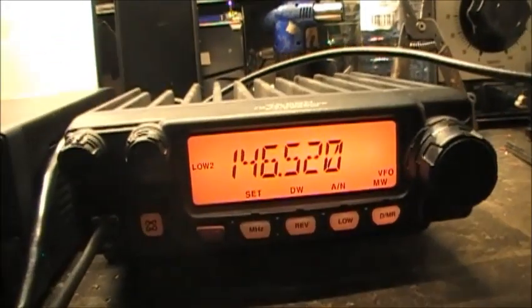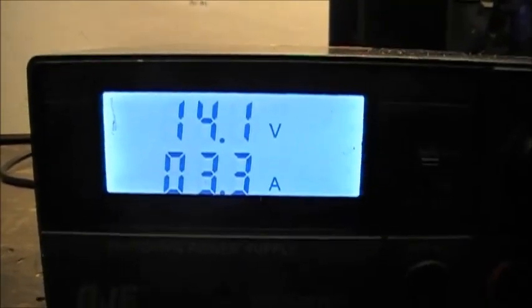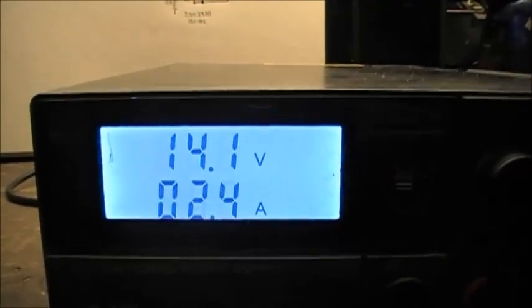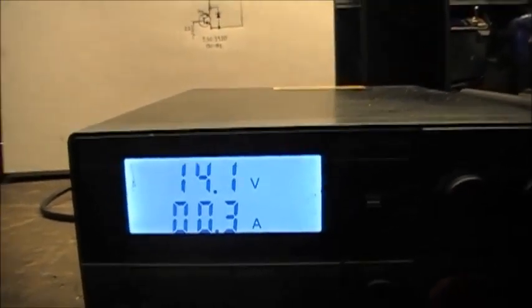Let's put the radio on low 2. Victor Ocean 1, Mike Delta Sierra testing. That's 3.3 amps.